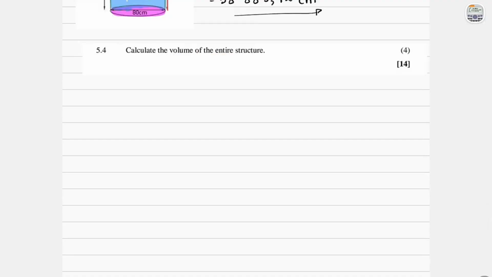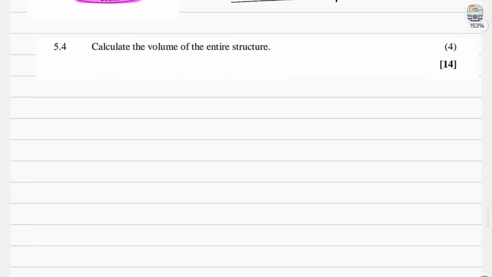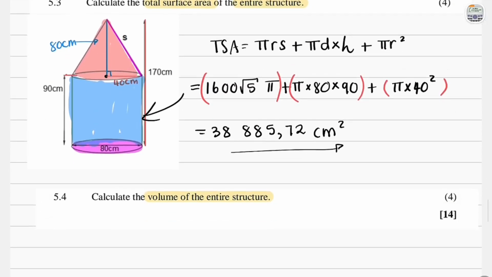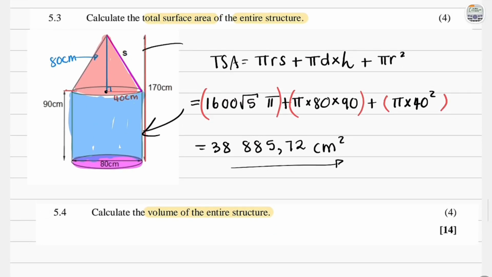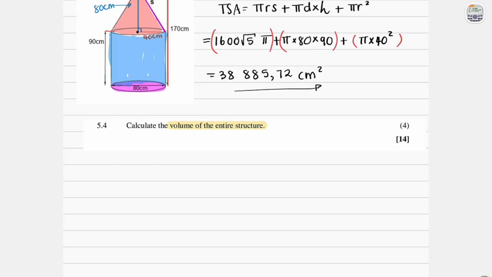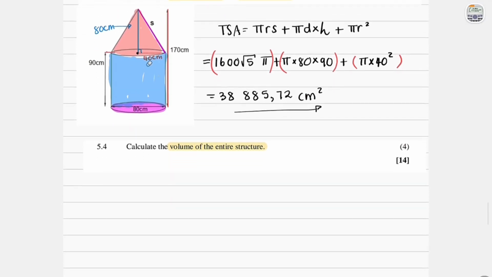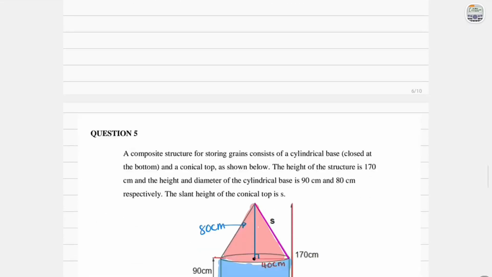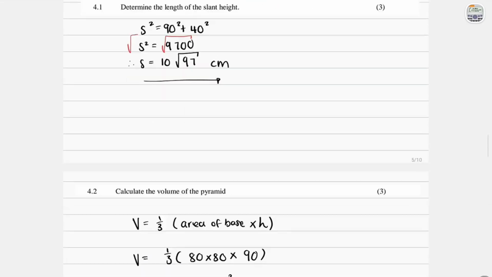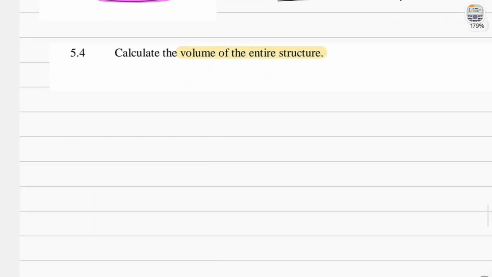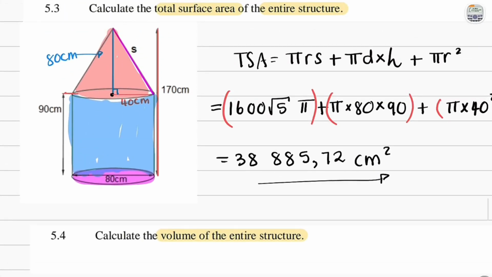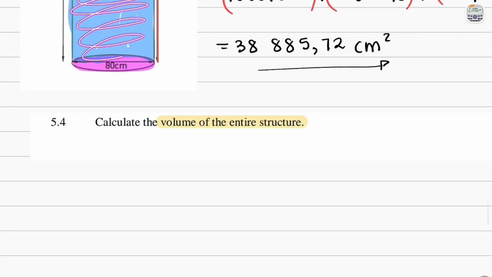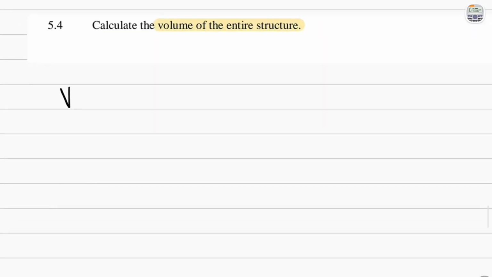The last question for question 5 says we need to calculate the volume of the entire structure. Our structure is made up of 2 shapes, the cone and the cylinder. So first, let's start with finding the volume of this cylinder. You can look back at the formulae that we have, but we don't really have to. The volume of a cylinder is very simple. Because of the way the cylinder is shaped, we'll just find the area of the base and then multiply by the height. That will give you the full capacity that this shape can hold.